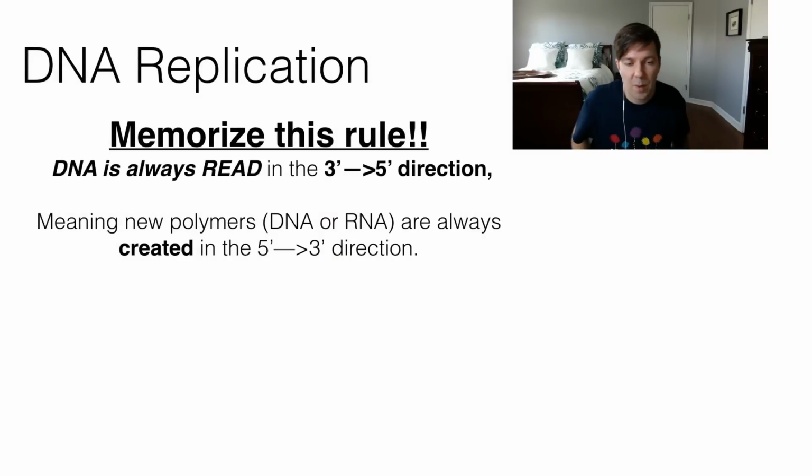I don't have my students memorize a lot. This is the one exception. You need to memorize this, because this is going to affect DNA replication. This is going to affect transcription of DNA to RNA. DNA is always read in the 3' to 5' direction. So if you're going to make some more DNA in DNA replication, or you're going to make some RNA in transcription, the new thing is always made in the 5' to 3' direction.